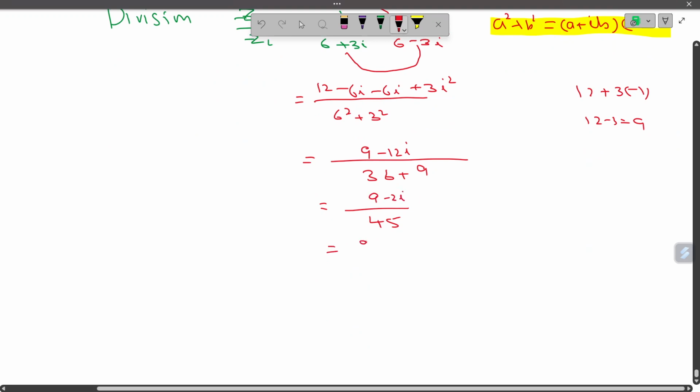The real part, 9 by 45 minus 12 by 45i. Please, 12. This is 12, please. So we can simplify: 3 3s are 9, 3 1s are 3, 3 5s are 15. So 1 by 5 minus 3 4s are 12, 3 5s are 15, 4 by 15 i. This is z1 by z2.